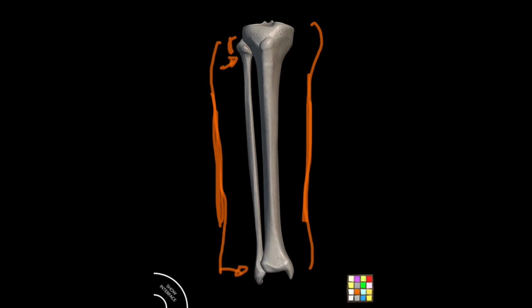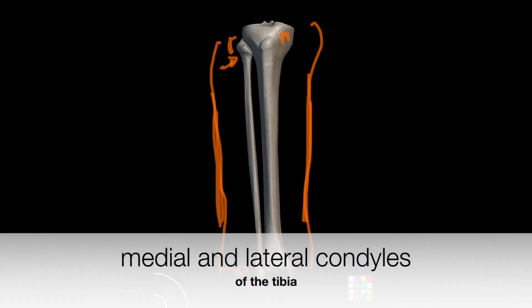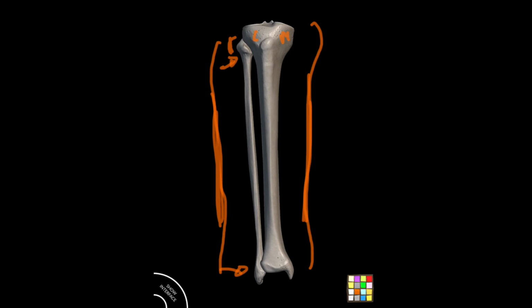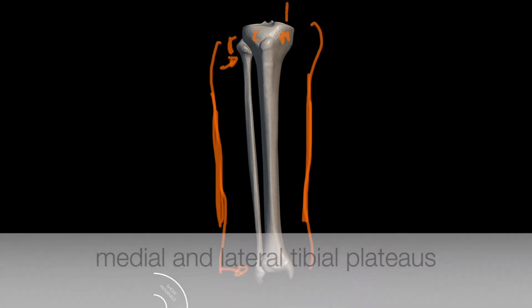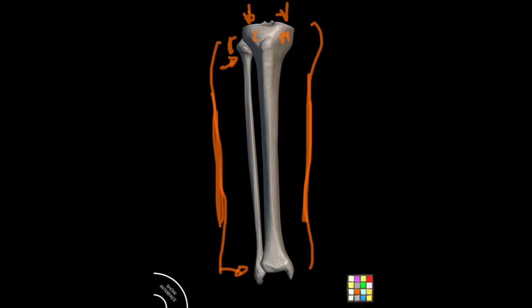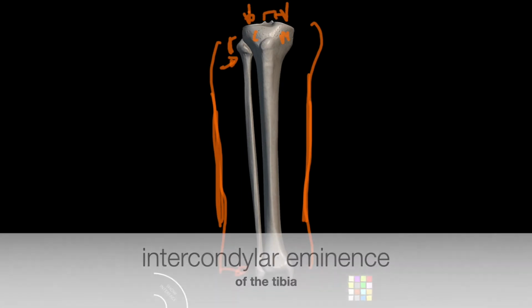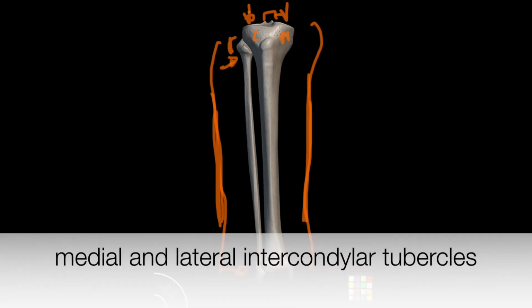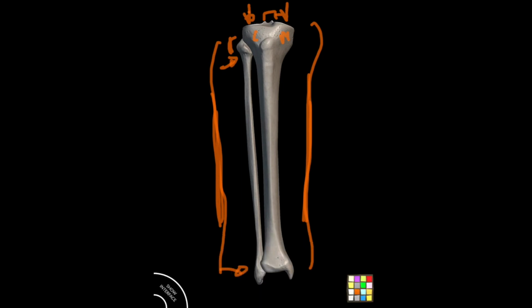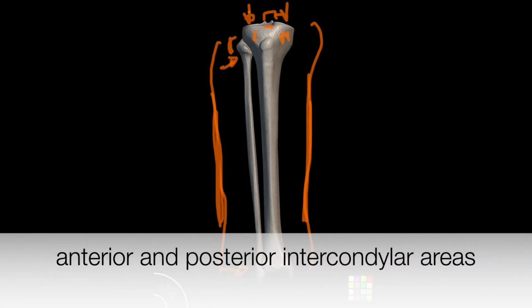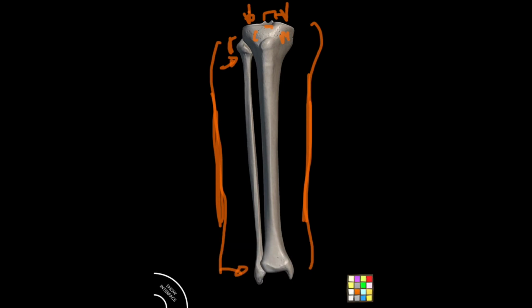The tibia doesn't have a head anatomically. Its expanded upper region has the medial and lateral condyles, and facing superiorly atop the condyles are the medial and lateral tibial plateaus, which are the articular surfaces for the femoral condyles. In between the two condyles, superiorly, is an intercondylar eminence, which consists of two tubercles, the medial and lateral intercondylar tubercles. Anterior and posterior to the intercondylar eminence are anterior and posterior intercondylar areas, which are the sites of attachment of the cruciate ligaments and the menisci of the knee joint.